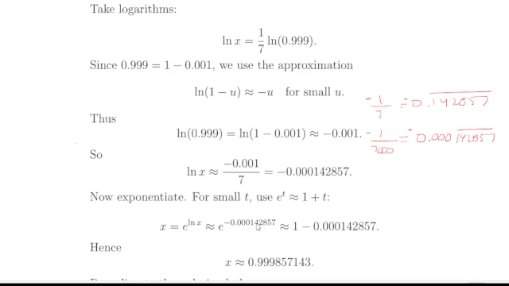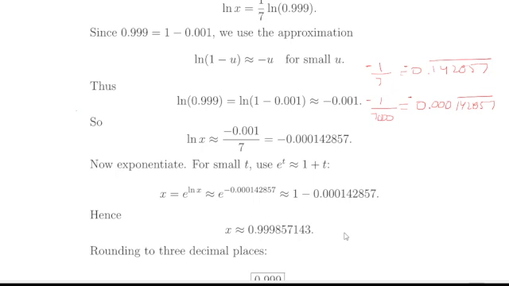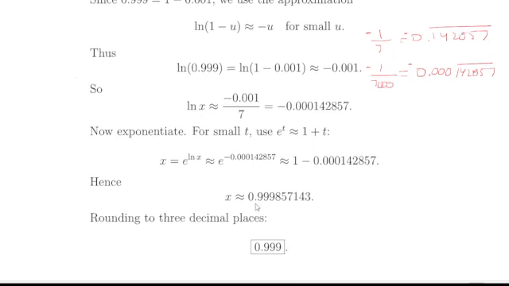0.000142857. Which for that, we're going to use the fact that e to the t is approximately 1 plus t for small t's. So that's going to be approximately 1 minus 0.000142857, which is approximately 0.999857143. And because we want to round it to 3 decimal places, this technically should be 1. Okay. So that's going to be the final answer.